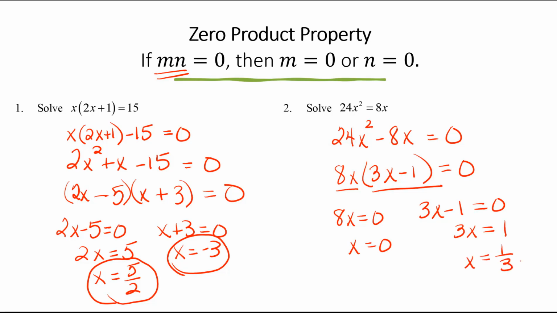So there are two solutions to this equation, and one of them is 0, which means you did divide by 0 when you divided by x, and that's not okay. You can never do that. It will mess everything up. So don't ever do it.